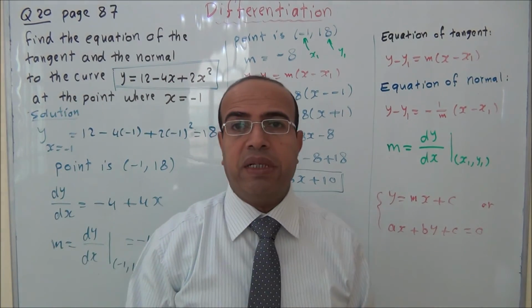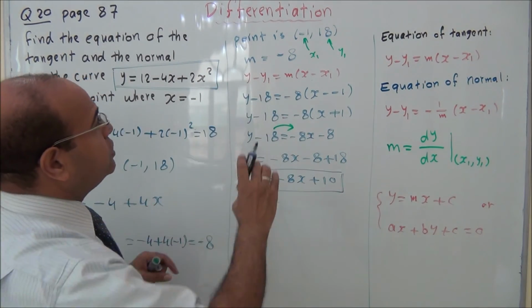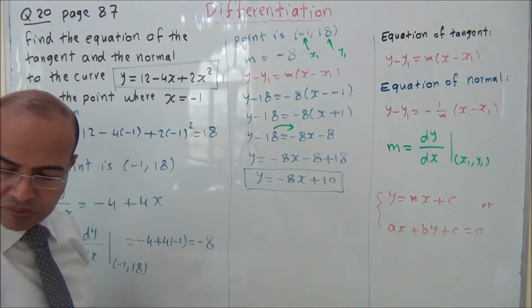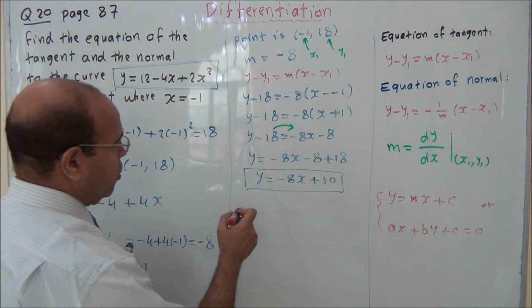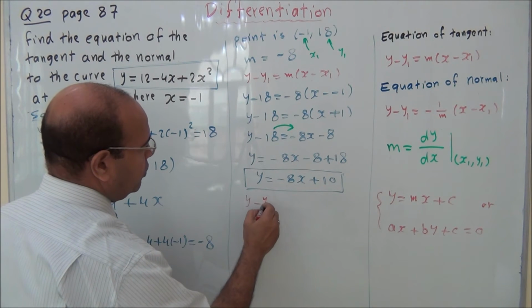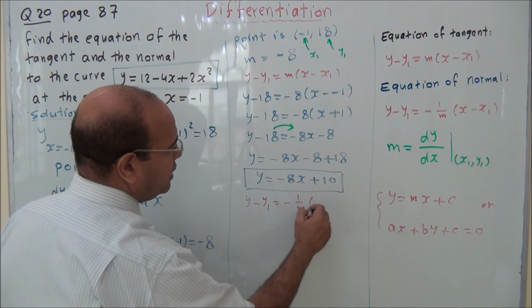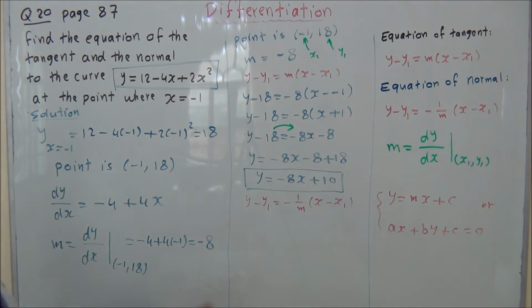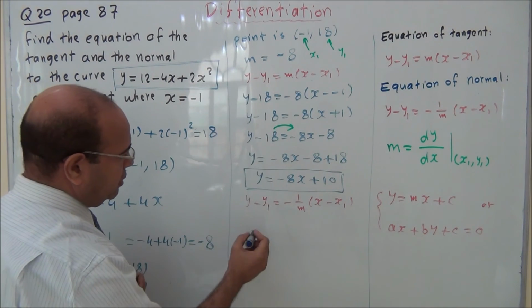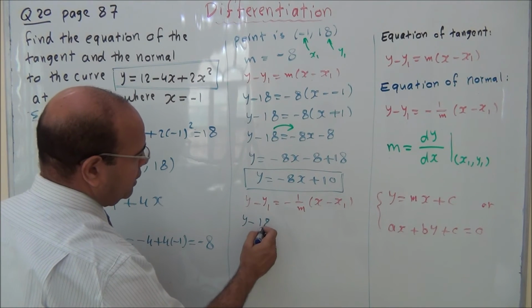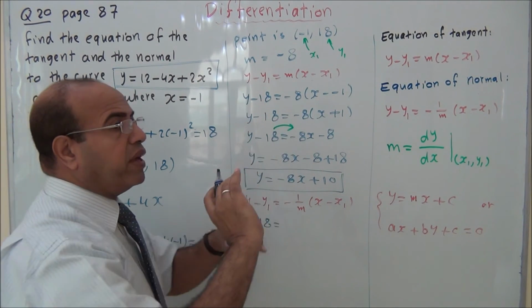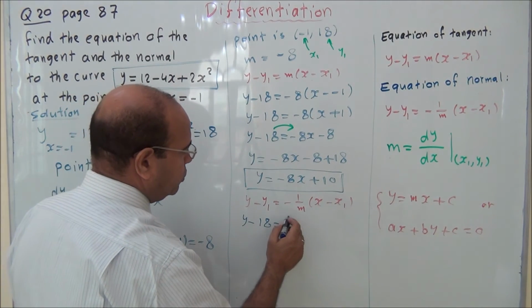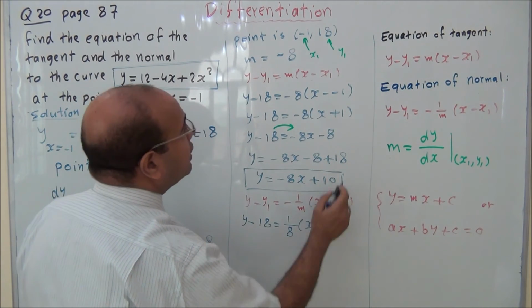Now we need to get the equation of the normal. Just we flip and change the sign for m. So the equation of the normal is y minus y1 equals negative 1 over m times x minus x1. So it is the same here. Y minus 18. Now negative 8, we flip and change its sign. It becomes 1 over 8. So it's 1 over 8 times x minus x1.